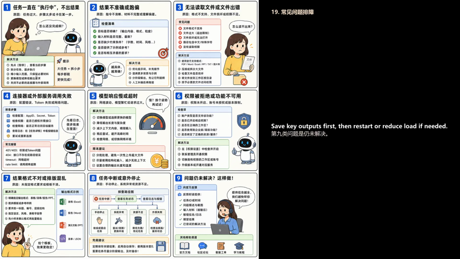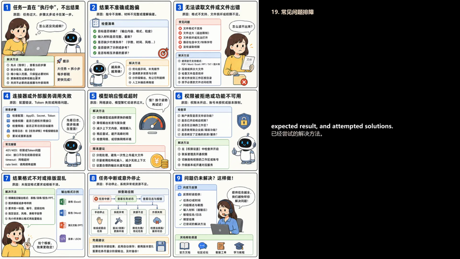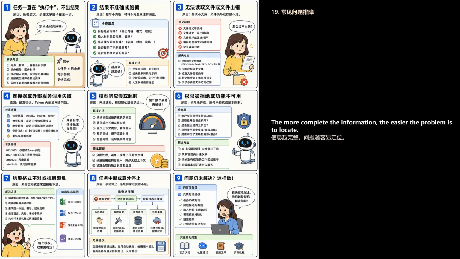The ninth problem type is unresolved issues. When reporting to official support, provide task ID or time, description, and screenshots. Also provide desensitized input samples, error messages and logs, expected results, and attempted solutions. The more complete the information, the easier the problem is to locate.